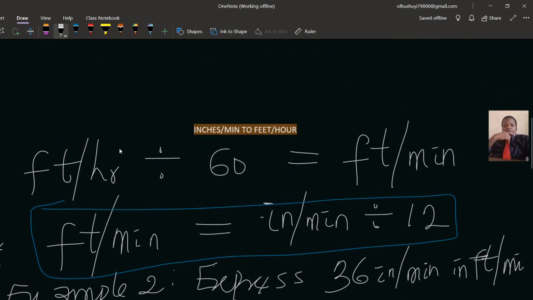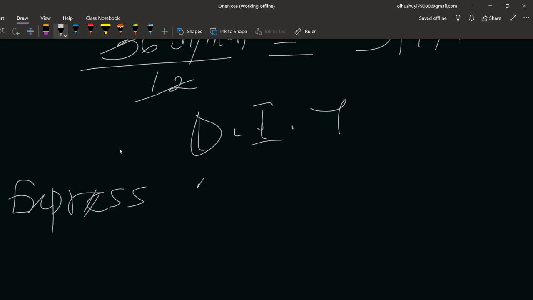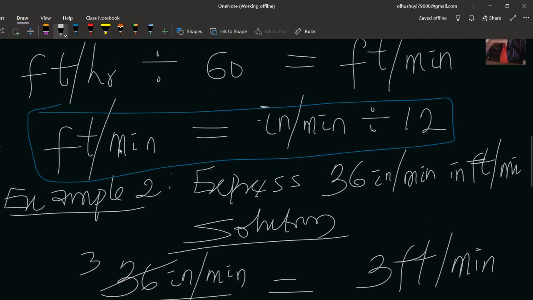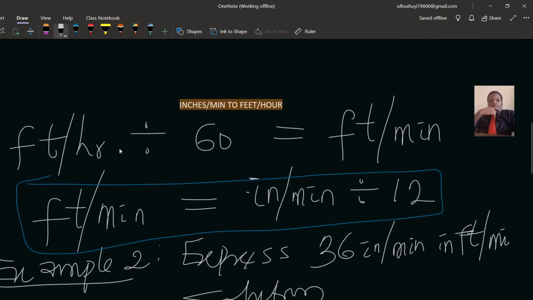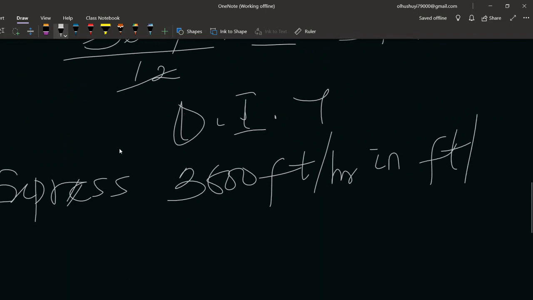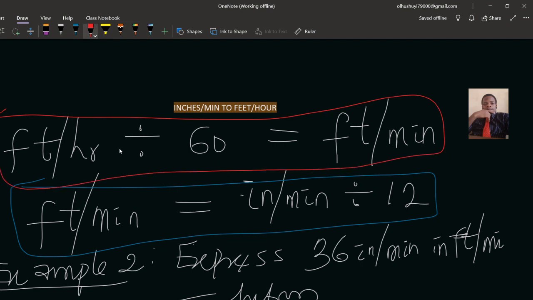Let's say you want to work on feet per hour. Let me give you 3,600 feet per hour, expressed in feet per minute. So let me call this a DIY. So express feet, I'm giving you relation to this first one, feet per hour, in what? Feet per minute. Do that. You have to follow what? Follow this. Follow that, you'll be done.